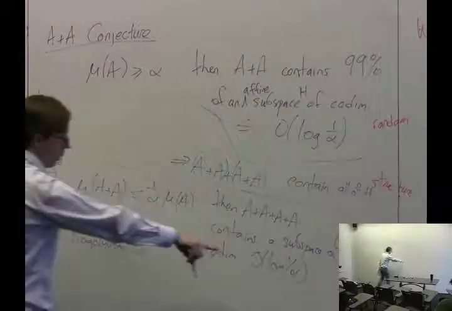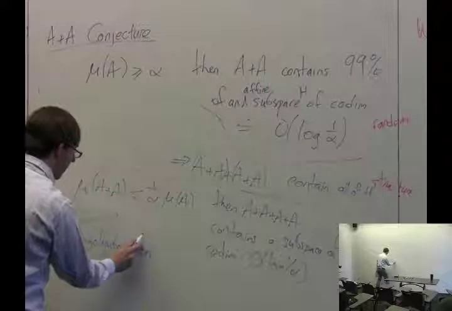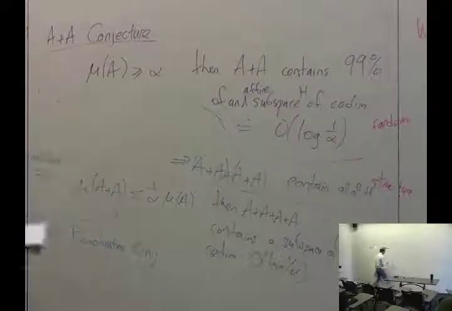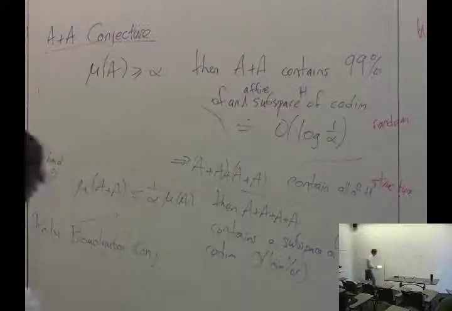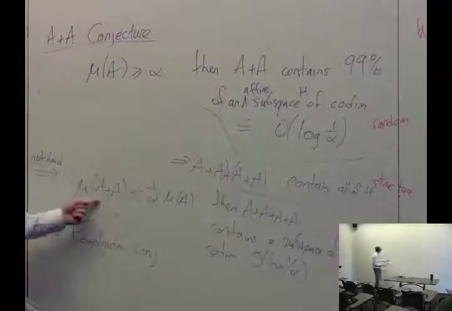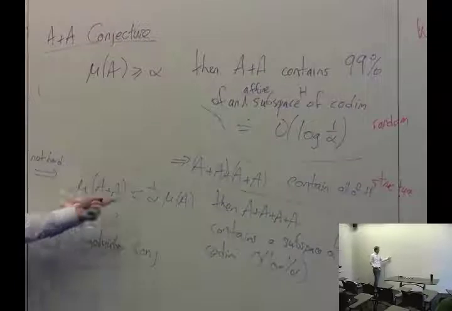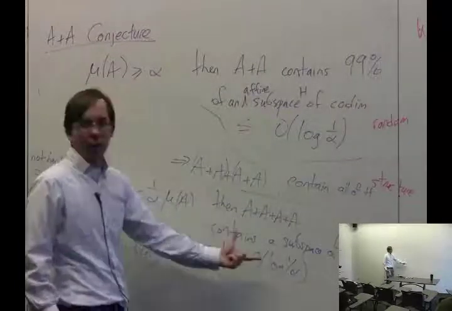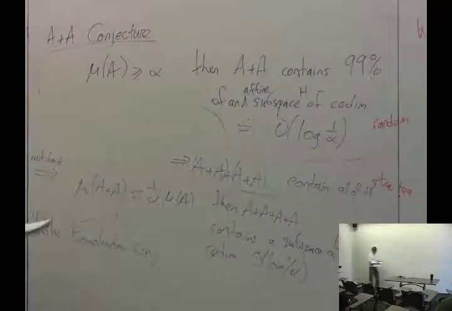Oh, sorry, this is actually wrong. Hold on. I'm glad you were satisfied, but I'm not satisfied. This is wrong, because this is really not possible, right? A could be an incredibly tiny set, and then how could A plus A plus A plus A contain a giant set that's almost of size 2 to the n?